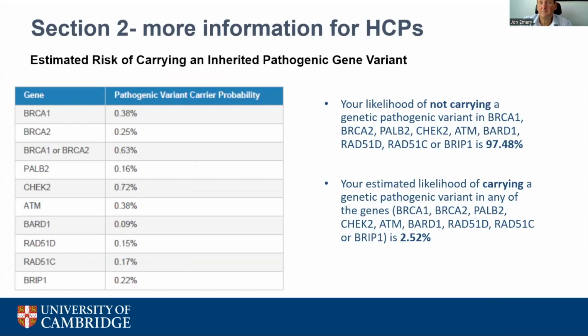This section within section 2 talks about the risk of carrying an inherited pathogenic variant. So a variant in one of the genes listed on the right that are associated with increased risk of breast cancer. It frames it positively, so the risk of not carrying a variant in one of these genes, bearing in mind that you need about a 10% risk of carrying a pathogenic variant in one of these genes before genetic testing would be offered by the genetic service. And the table on the left just summarises the individual probabilities of carrying a variant in one of these genes.